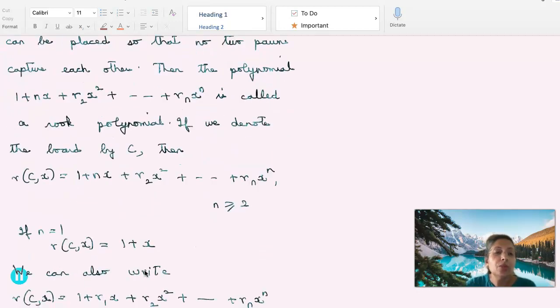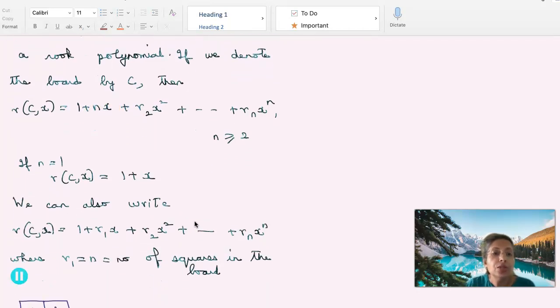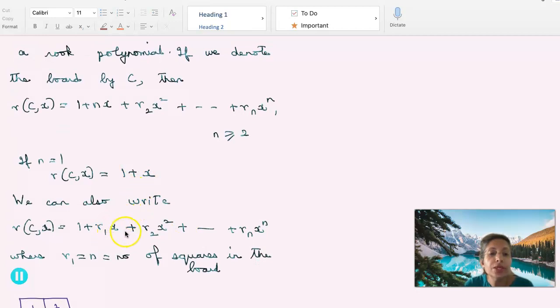What happens if n equals 1? Then R_C(x) is 1 plus x. Notice that n is nothing but r1 here. And we can also write R_C(x) as 1 plus r1 x plus r2 x squared up to rn x raised to n, where r1 equals n, that is the number of squares in the board. So you need to remember this formula for R_C(x). What is that? 1 plus r1 x plus r2 x squared up to rn x raised to n.